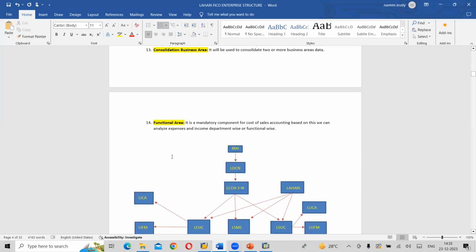Now, the last but not least, functional area. What do you mean by functional area? So each organization, again, this is okay, we have branches, we have a segment. Why again this functional area? Functional area in the sense, in any organization, if you take, there will be any number of departments.